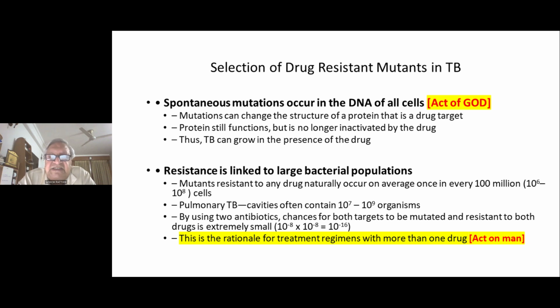We need to also understand that what we are doing is not generating resistance, but selecting the drug-resistant mutants. Spontaneous mutation will occur in the target gene each time the bacteria divides. One bacterium out of 10 to the power 6 or 10 to the power 8 will become resistant. That is an act of God. But we select for resistance by selectively putting pressure, and this is how resistance is created.